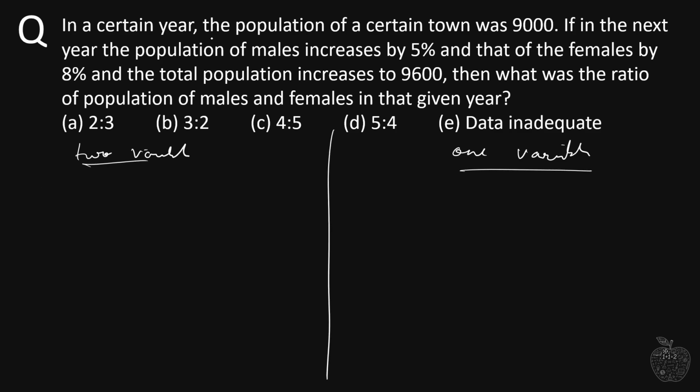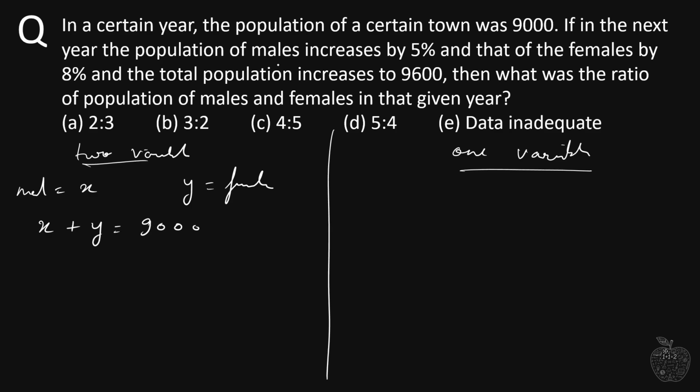Let's say there are x males and y females. Now we know that the population of the town is 9,000, so that means x plus y is 9,000.